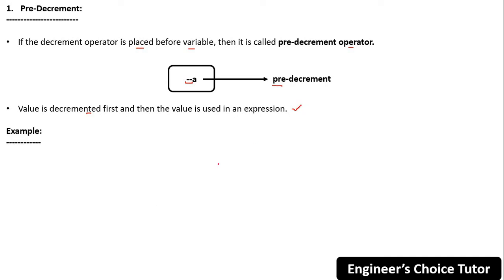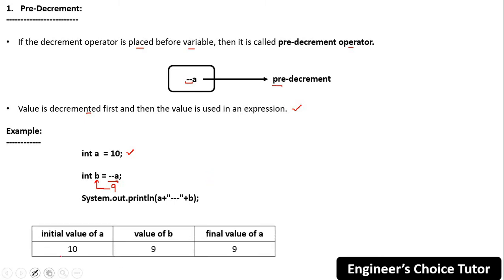For example, int a is equal to 10, so a is equal to 10. Then int b is equal to minus minus a. It is a case of pre-decrement. So first the value will be decremented. The initial value of a was 10, so it will decrement by 1 and become 9. And then the assignment will take place. So the first step is that the decrement takes place, and then the assignment takes place.